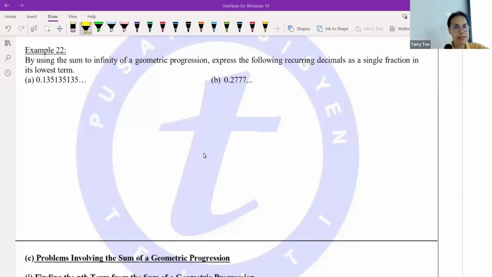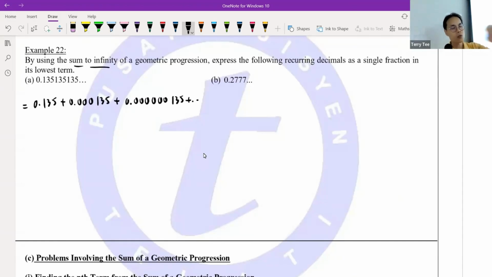We can write this as a sum to infinity of a geometric progression: 0.135 repeating itself, plus the first 3 already taken, so leave it at 0, 0, 0, 135. The first 6: 1, 2, 3, 4, 5, 6, then 135. Because the question already said to use the sum to infinity, we are going to write this as a divided by 1 minus r. By the way, how do you find your r? You take your T2, divide by your T1.